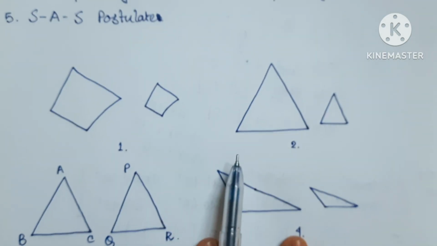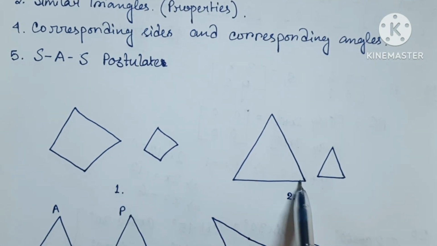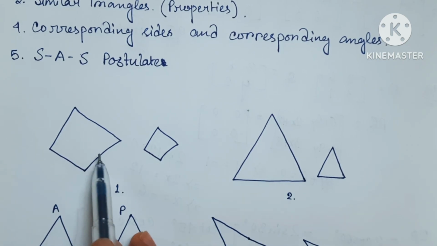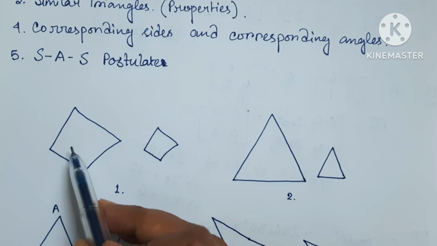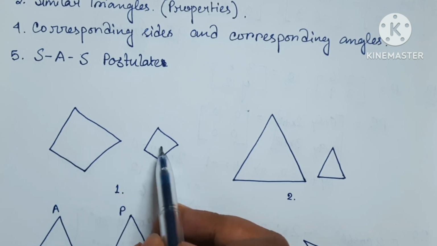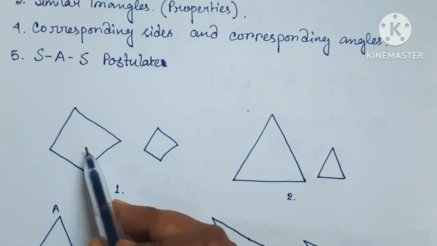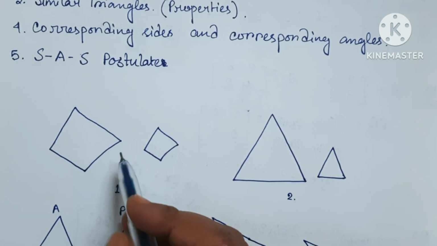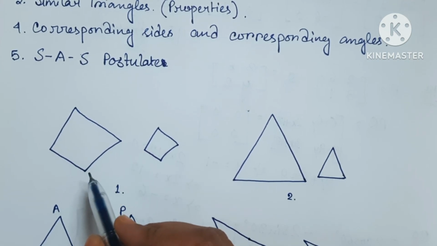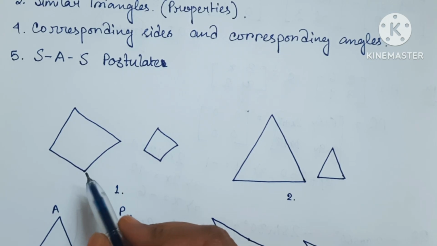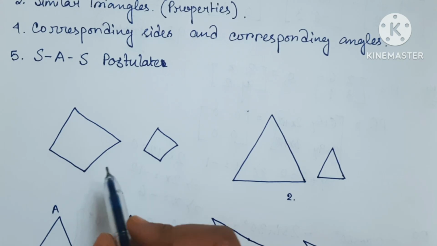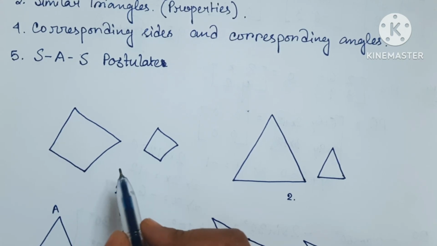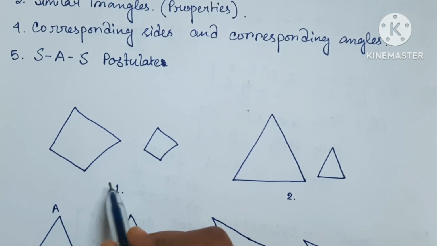See these two pictures, this one and that one. This one is just the enlarged version of that one, and this one is the smaller version of that one, right? So the only thing that is changed is the size, not the shape. So when two figures have the same shape but not the same size, then they are called similar figures. And that is called similarity.